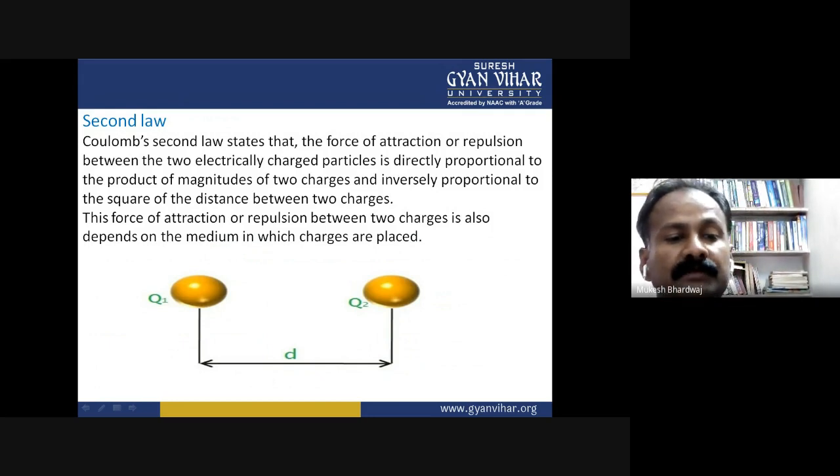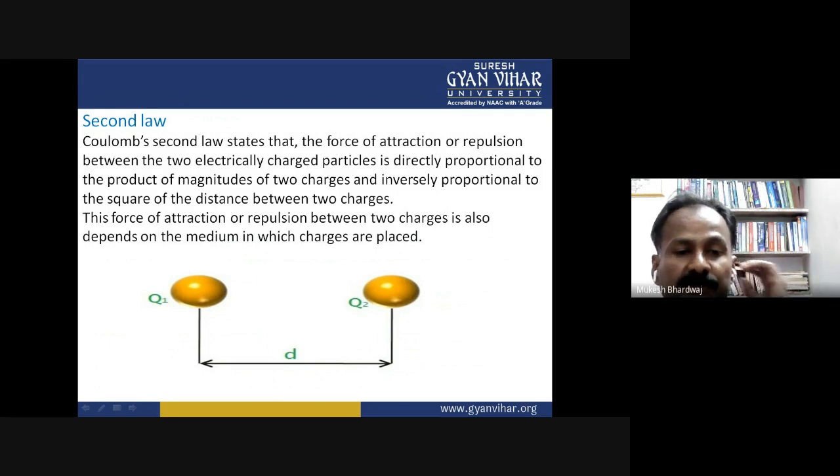According to Coulomb's law, the electrostatic force of interaction between two point electric charges is directly proportional to the product of the charges, inversely proportional to the square of the distance between them, and acts along the straight line joining these two charges. Strictly speaking, Coulomb's law applies to stationary point charges.